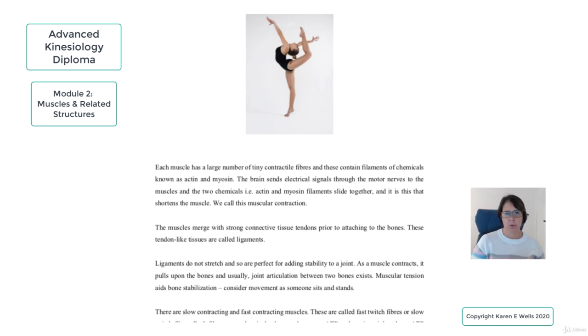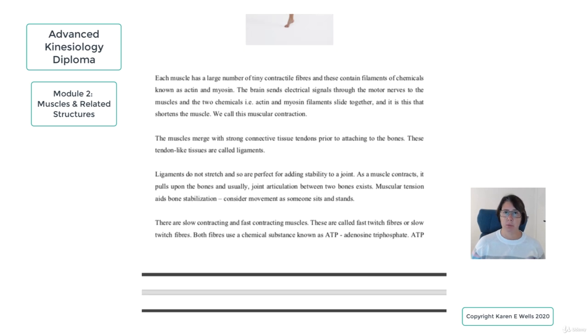Now the muscles merge with the strong connective tissue tendons prior to attaching to the bones, and those tissues are called ligaments. Now ligaments don't stretch at all, so they're perfect for adding stability to a joint. As a muscle contracts, it pulls upon the bones, and usually a joint articulation between two bones exists. So muscular tension aids bone stabilization, which means considering movement as somebody sits and stands.